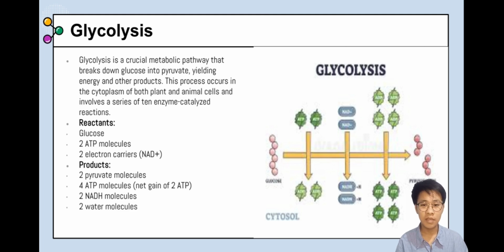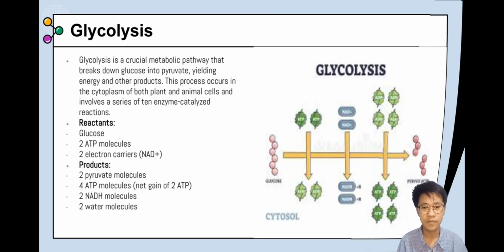Now, let's talk about the reactants of glycolysis. The reactants are glucose, 2 ATP molecules, and 2 electron carriers, which are NAD+. And the products are 2 pyruvate molecules, 4 ATP molecules with a net gain of 2 ATP, 2 NADH molecules, and 2 water molecules.